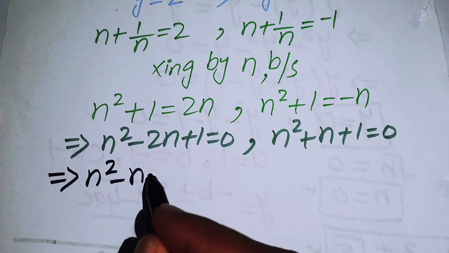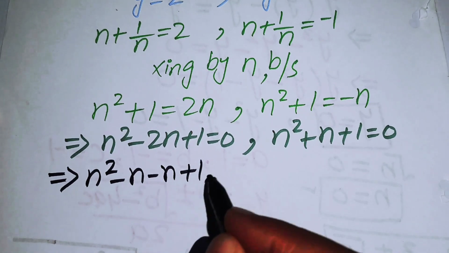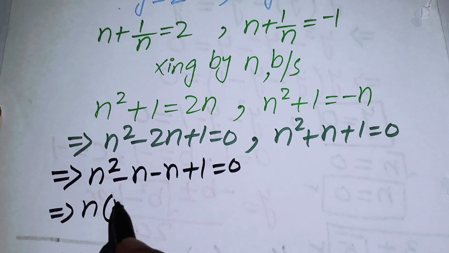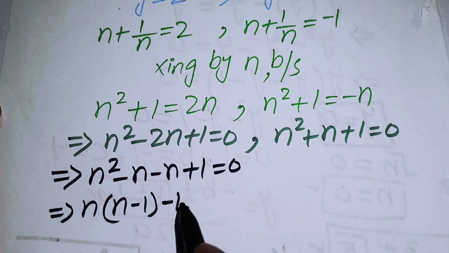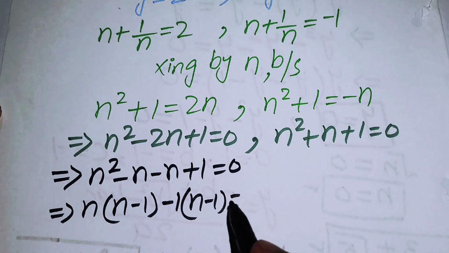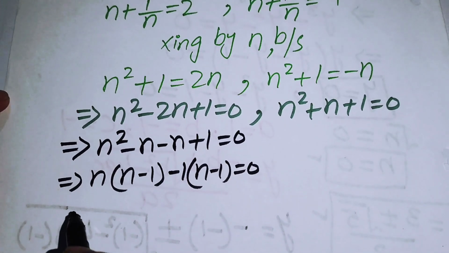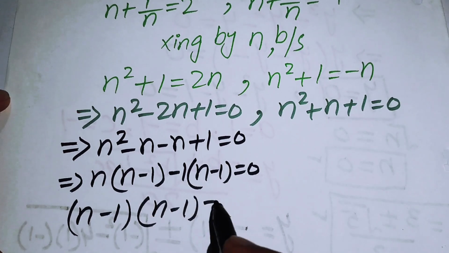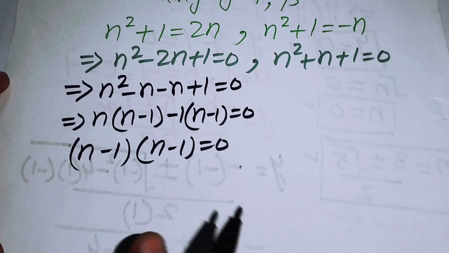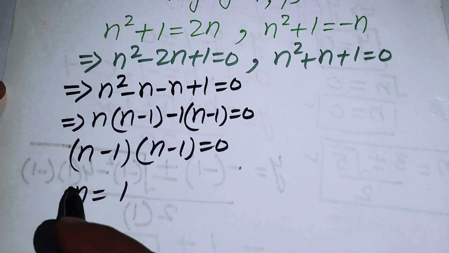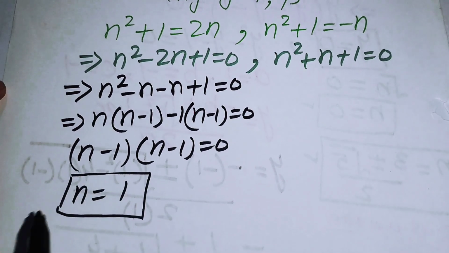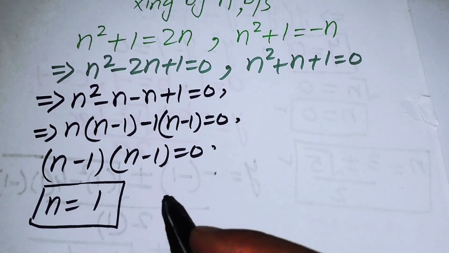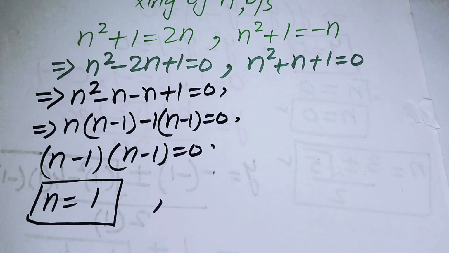So now first you focus on the first case and we have n², we break -2n and we write -n - n + 1 = 0, and we take common n on the first two terms and you get n times (n - 1). Here we take common -1 and you get (n - 1) = 0. And now we take common n - 1 on both of these terms and you get (n - 1)(n - 1) = 0. So you have n = 1. So this is our first real root of the above given equation.